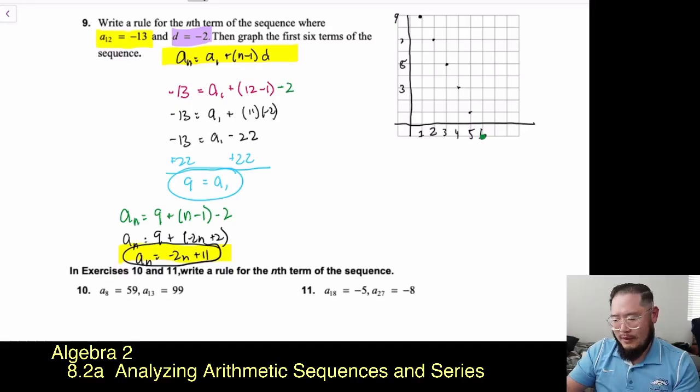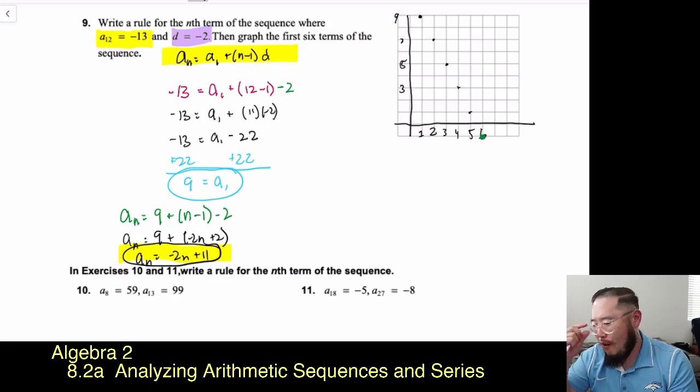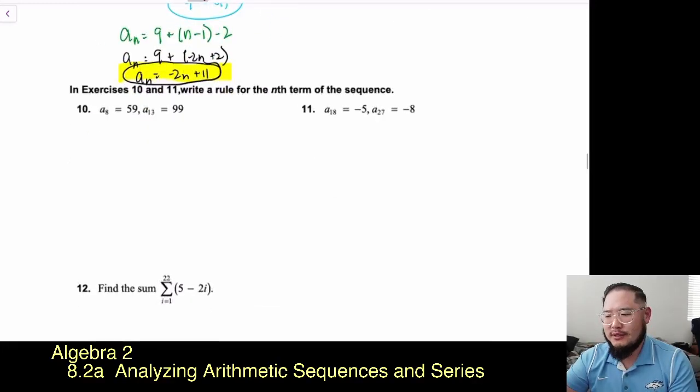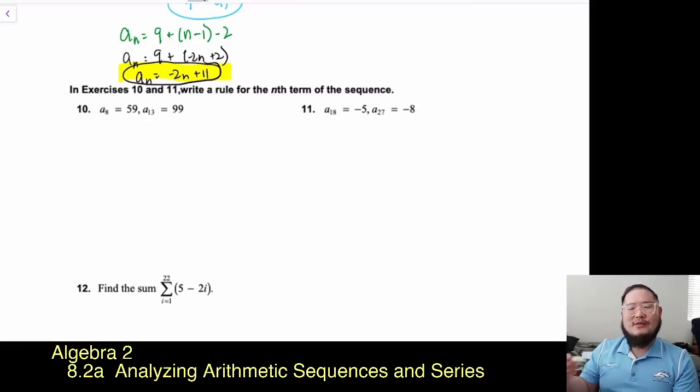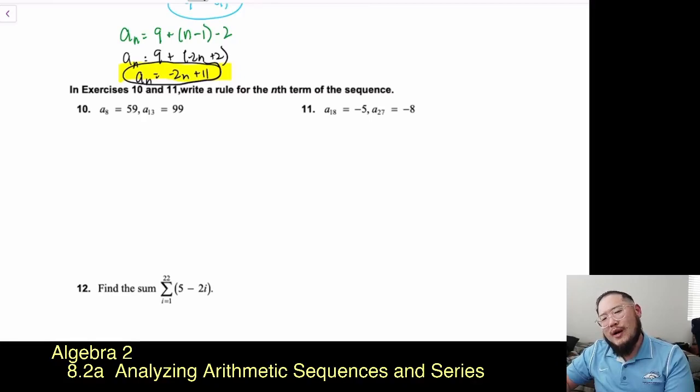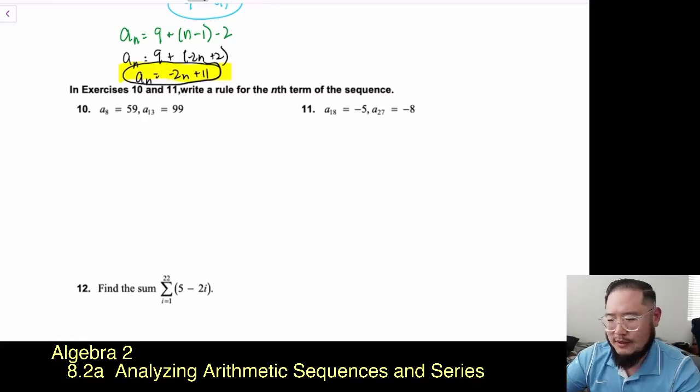All right. We'll take a look at one last question right here. Look at number 10. We've got to write the rule for the nth term of the sequence. Except this time, they don't give you a sub 1. They don't even give you the common difference. So what am I supposed to do right here? Well, that's what I want to show you. You are going to have to do what we did in number 9. You're going to have to do it twice, and you have 2 equations, 2 unknowns. All right. So let's see how let's put this all together.